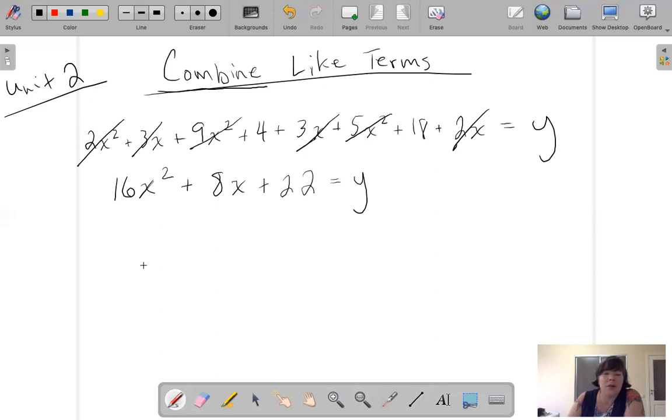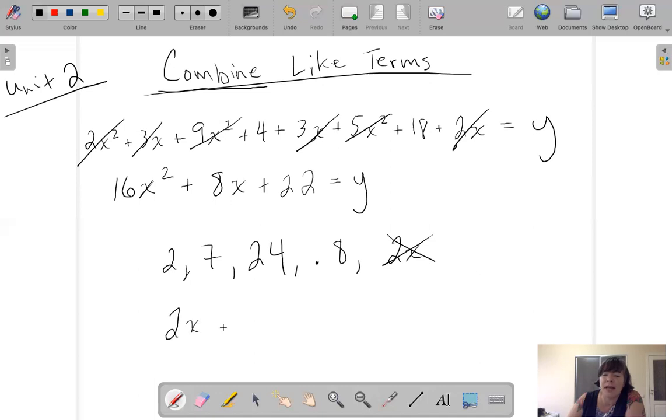Let's do another. So like terms. 2 and 7 are like terms. 24 is a like term. 0.8 is a like term. But if I put in here 2x, that is not a like term because none of these have x's. We have to be able to combine them.